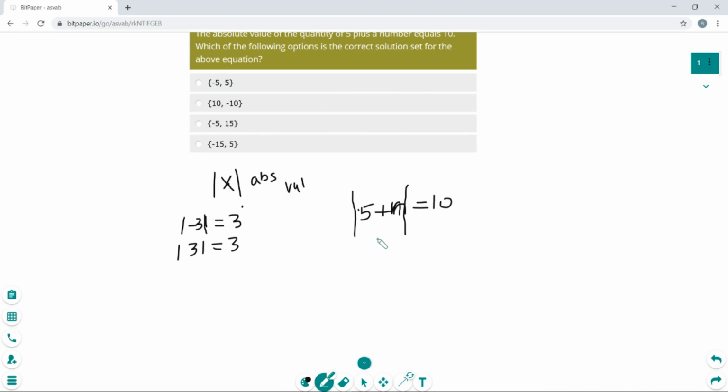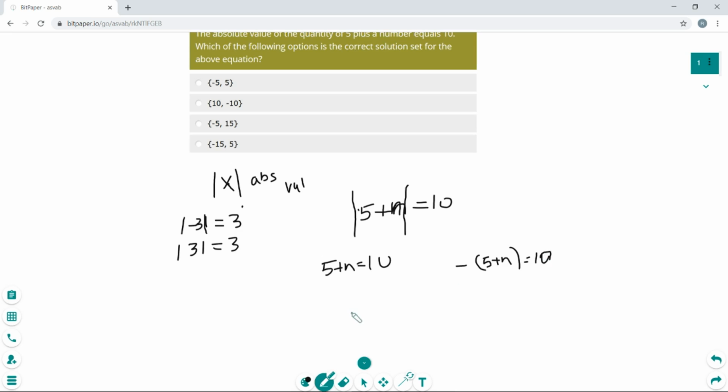Okay, so this is how you would do this problem. Again, absolute value just means, literally, the absolute value. We don't care about the sign. But in this case, to set up this problem, we need to solve it in two different ways. The first way is just this: 5 plus n equals 10. We need to solve that. And then the other way is actually negative of 5 plus n equals 10.